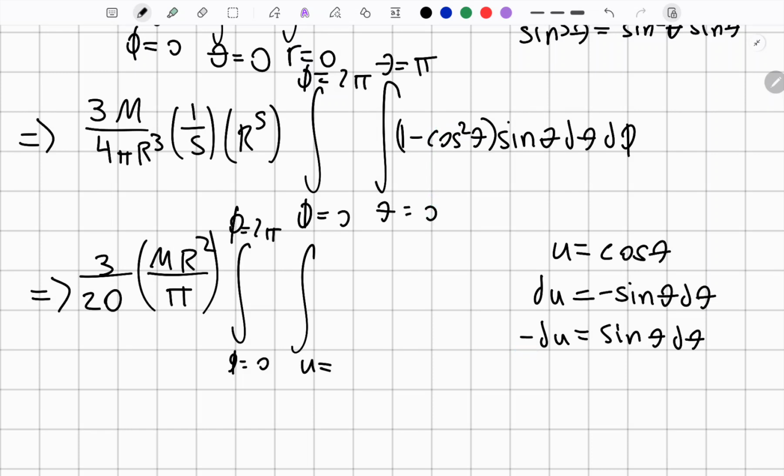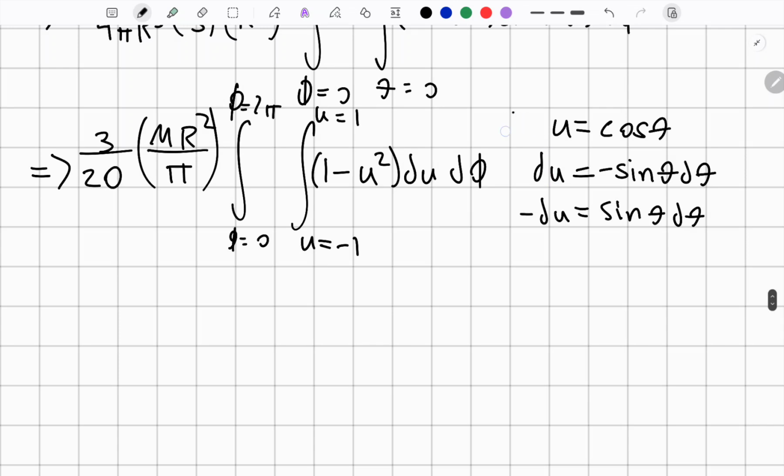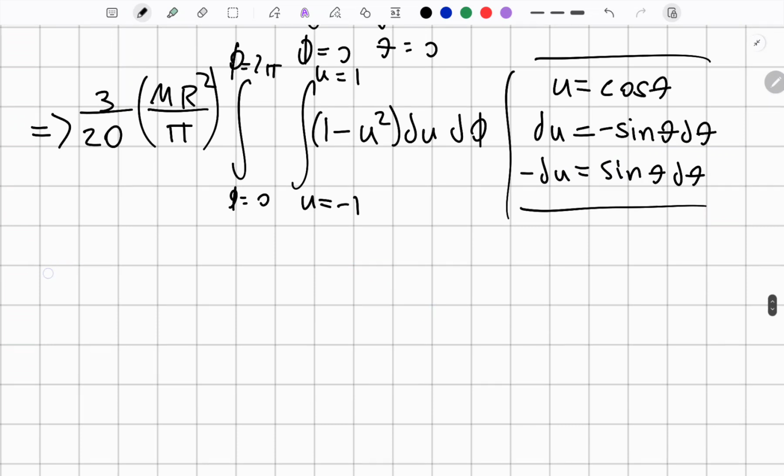We can have this negative out front, so I'm going to flip our limits of integration. u equals, we're going to use that 0 up here, so that's just going to give us 1. We're going to use pi, we're going to get negative 1. And that gives us 1 minus u squared du d phi. That's often a side note over here, just to keep it slightly organized.